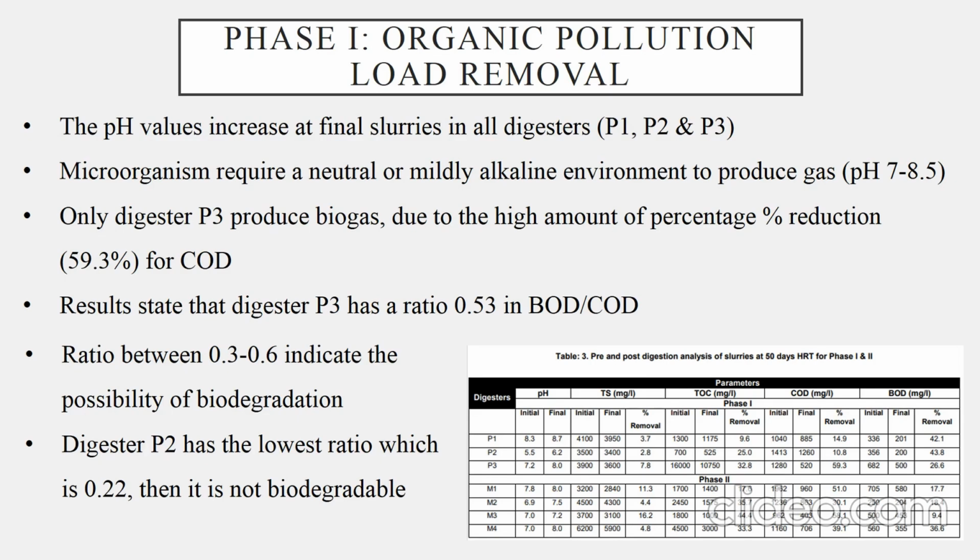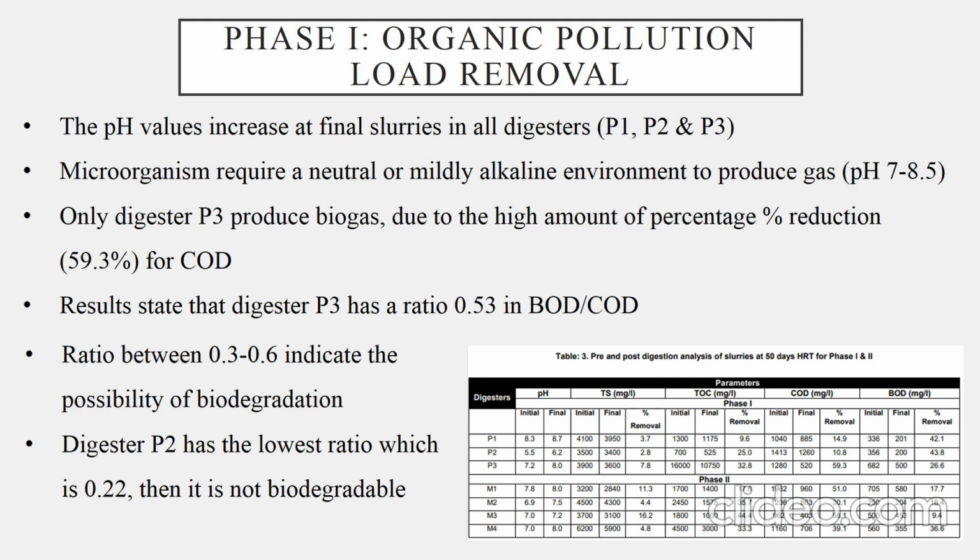Organic pollution load removal. The pH values increase in the final slurries in all digesters because microorganisms require a neutral or mildly alkaline environment to produce gas. Results show that only digester P3 can produce biogas. This is due to the high percentage reduction, which is 59.3% for COD.